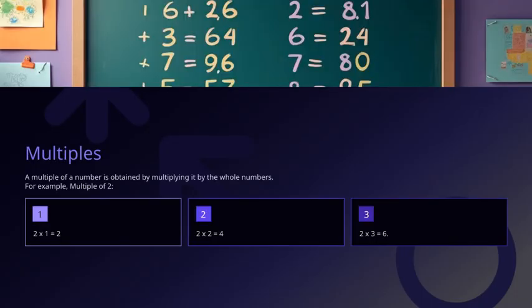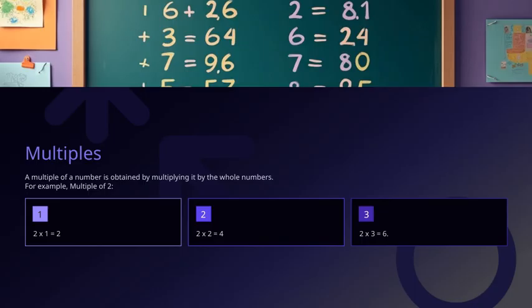All right, let's talk about multiples today. So, a multiple of a number is basically what you get when you multiply that number by any whole number. For example, if we look at the number 2, its multiples are all the numbers you can get by multiplying 2 by 1, 2 by 2, 2 by 3, and so on.